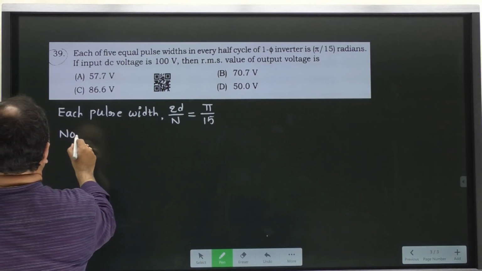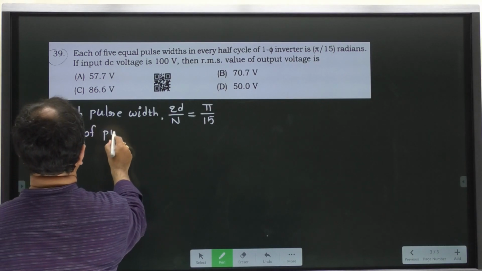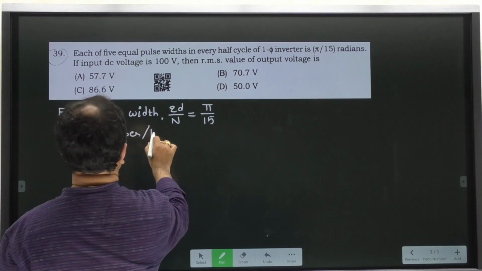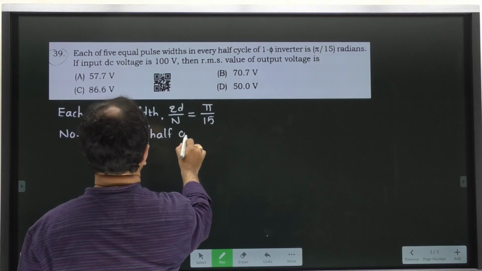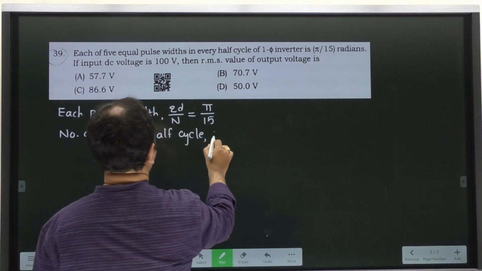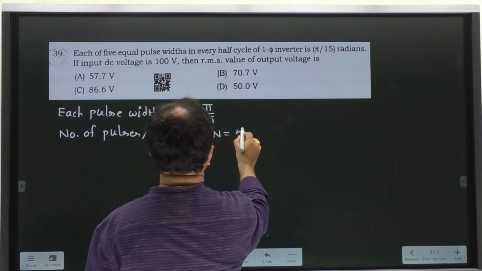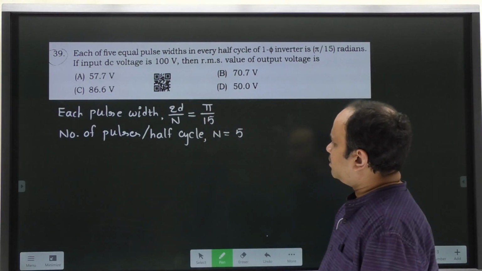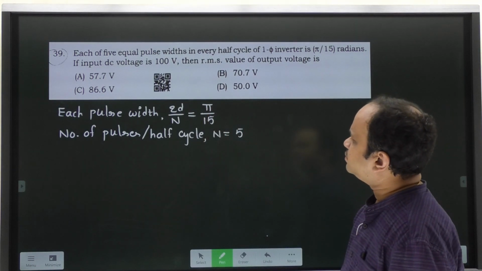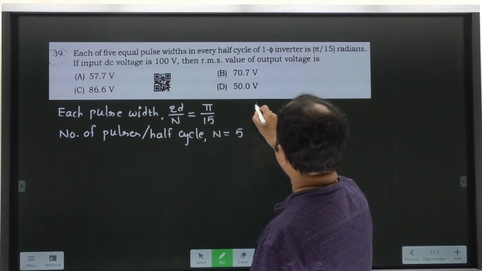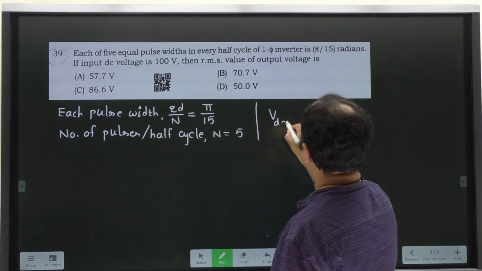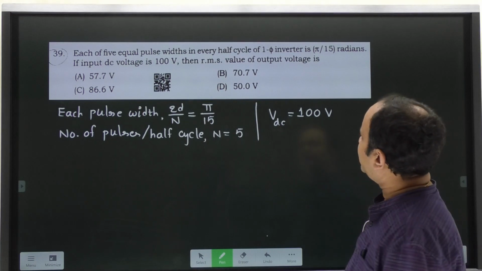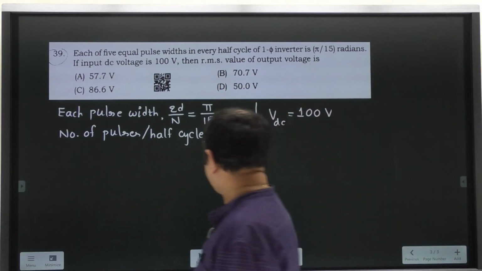So number of pulses, of course number of pulses per half cycle. Basically this is a question from multiple pulse width modulation in inverter circuits. Number of pulses per half cycle, n, is given as 5. Input DC voltage is 100 volt. So let us take DC input voltage VDC as 100 volt. Then what is the RMS value of the output voltage?